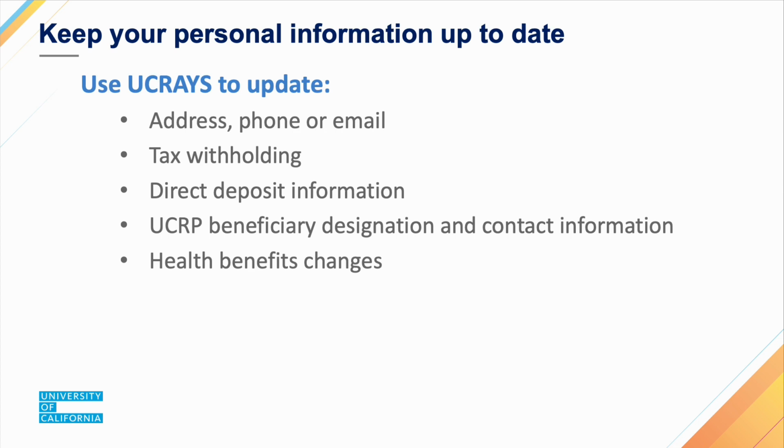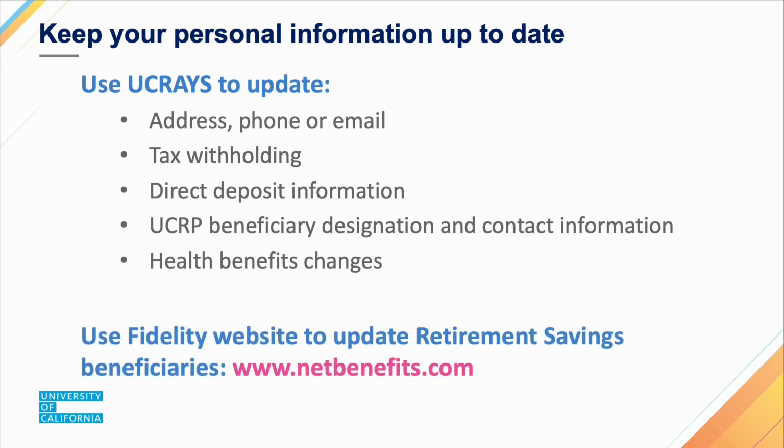And as changes happen that require changes to your health benefits enrollment, you can do that through UC Raise. So annual open enrollment, for example, as a retiree, you'll be doing that through UC Raise instead of through UC Path. If you have or leave monies on deposit in your DC 403(b) and/or 457 plan, then the Fidelity portal, netbenefits.com, will be where you'll be able to manage that information as well.